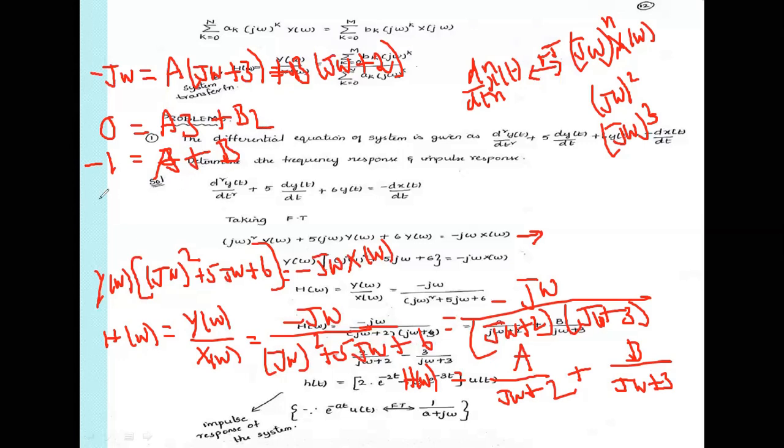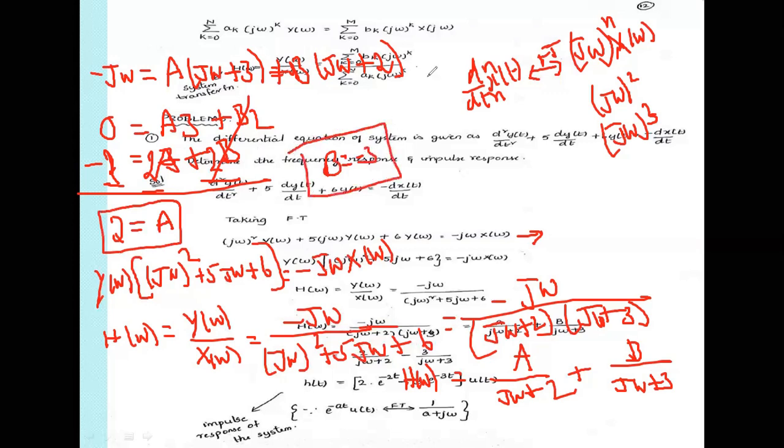Now, to get the value of A, multiply here the 2 and subtract here. The 2 gets cancelled and the 3 minus 2 is 1. A is equal to 2. You got A is equal to 2. And A plus B is equal to minus 1. A is equal to 2 means B is equal to minus 3. So we got A as 2 and B is equal to minus 3.